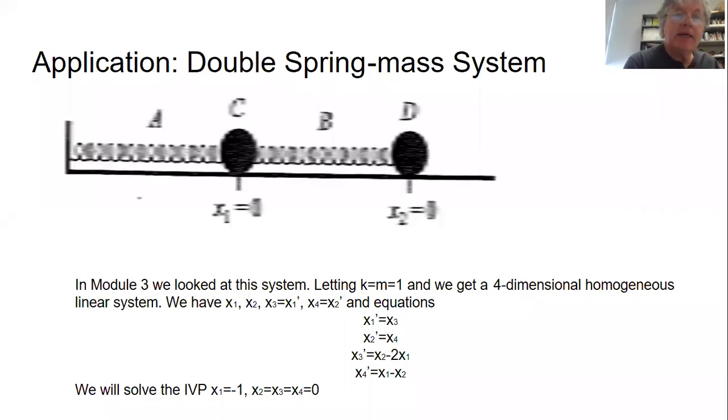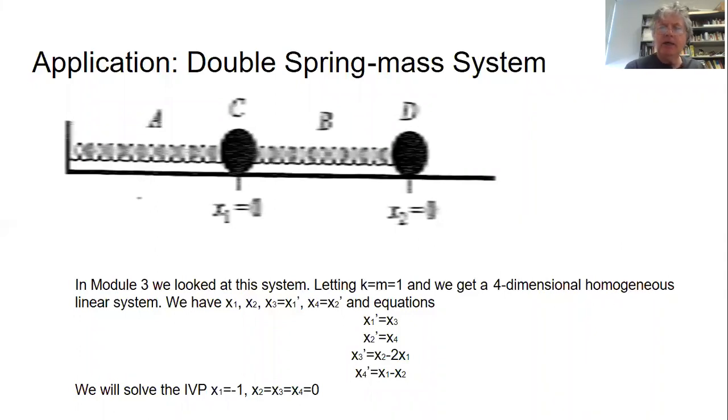Okay, here's the second application I'd like us to look at, and it's the double spring mass system. So we looked at this in module 3. So remember what we've got. We've got two masses and two springs, right, there's a spring between mass C and the wall, and there's spring B between mass C and mass D.